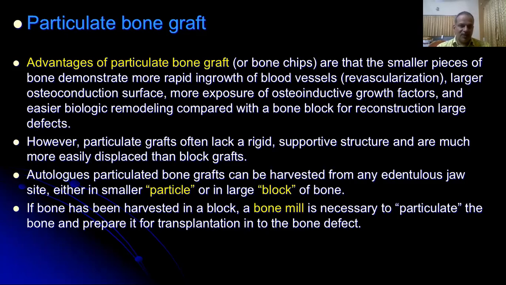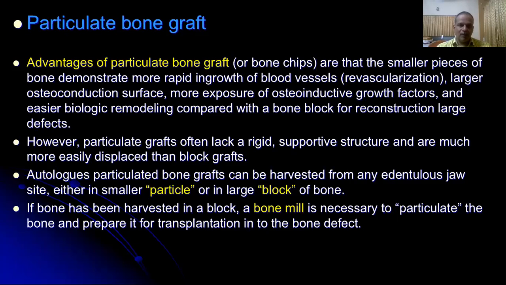Autologous particulate bone grafts can be harvested from any edentulous jaw site, in smaller particles by using bone scrapers. Disposable bone scrapers are available, and reusable bone scrapers are also available. The reusable ones should be autoclaved between patients. And piezoelectric surgical units also can be used to harvest the particulate bone grafts.